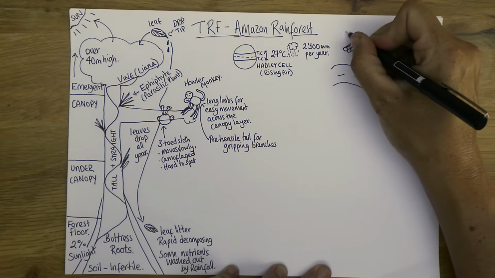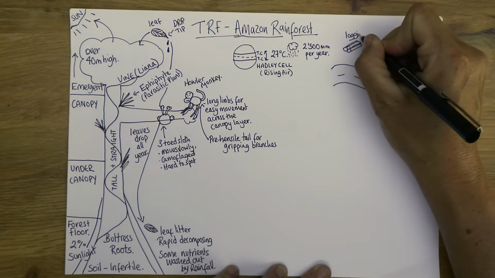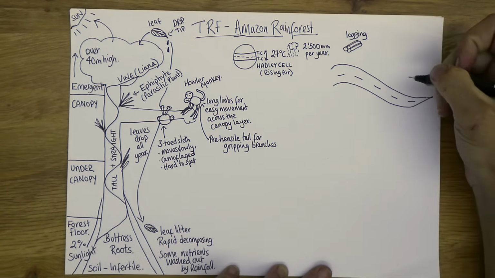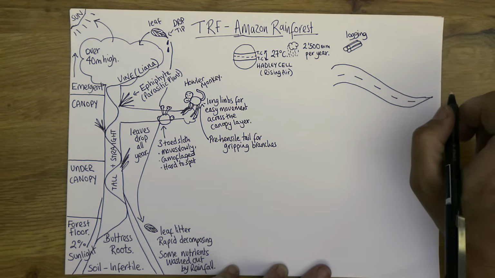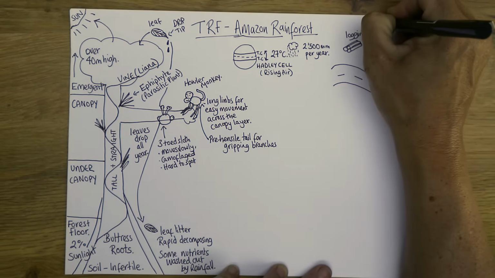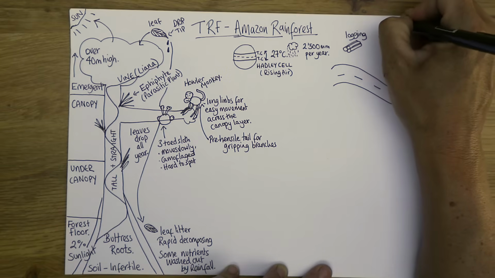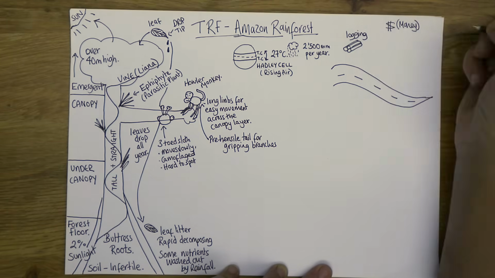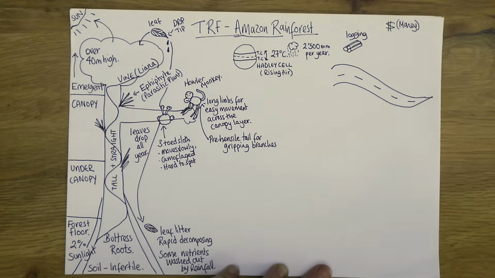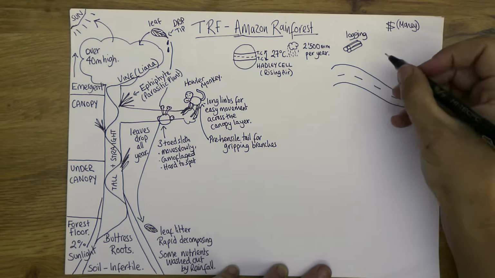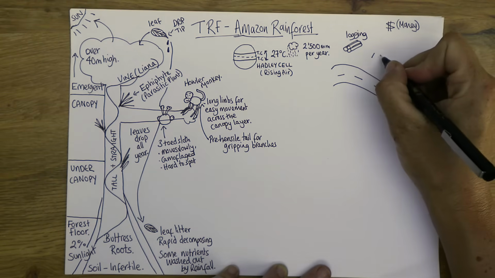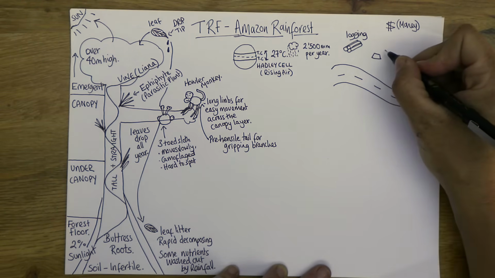So logging, you've probably guessed by now, is one of the main reasons that the Amazon is farmed. It's not the main reason, okay? This is all obviously to get money. It's all economic reasons. But logging is one of them, and it's one that is used around the world as well. The next one, you're probably less familiar with.